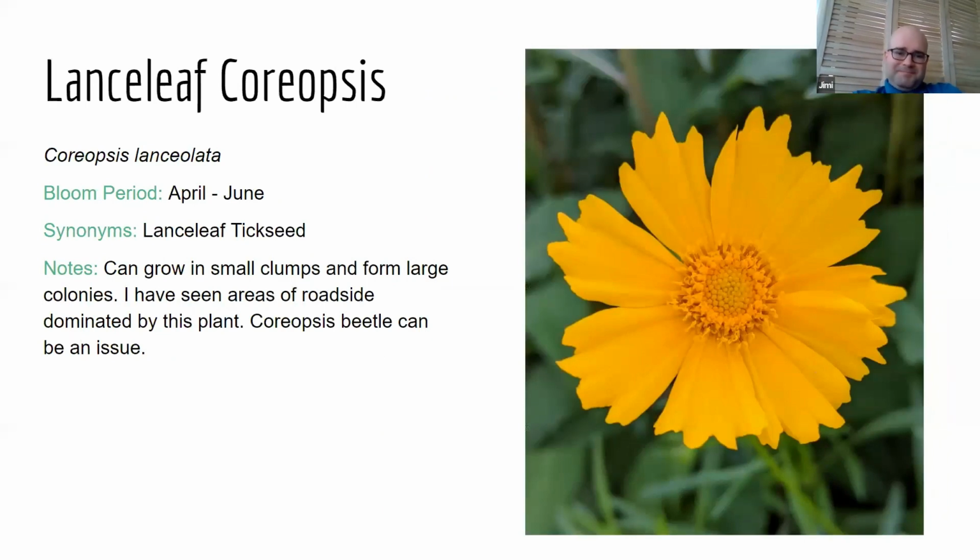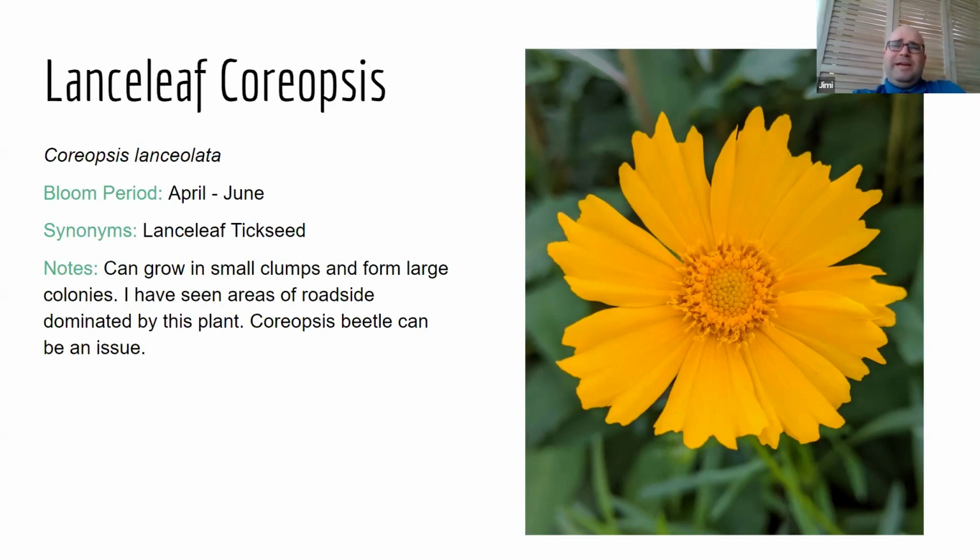Now, Lanceleaf Coreopsis, bloom April to June. A lot of the Coreopsis are frequently called tick seed. If you ever get to look at their seeds, a lot of them very much look like little ticks. They can grow in small clumps and form large colonies. I've seen areas of roadsides dominated by this plant. Coreopsis beetle can be an issue. So if you ever have Coreopsis plants and you just see all these little tiny beetles on it, that's just an unfortunate thing with growing some Coreopsis. I do believe there are some things to control it, but I usually just have enough wildflowers that I just let them be.